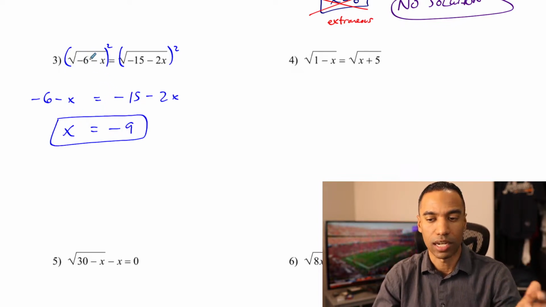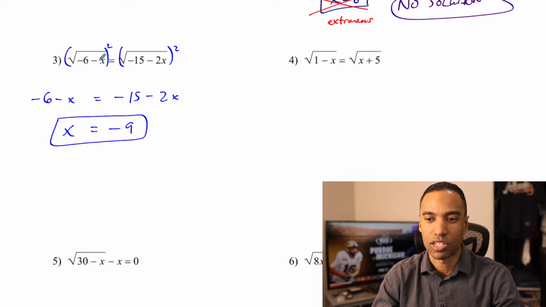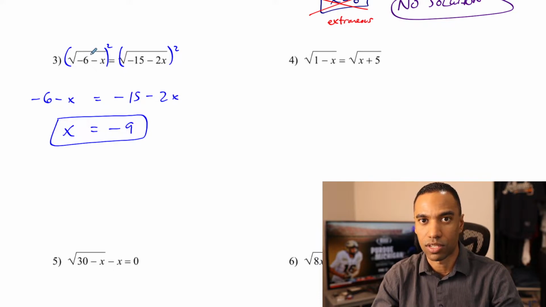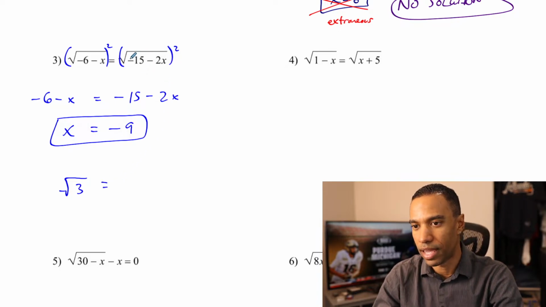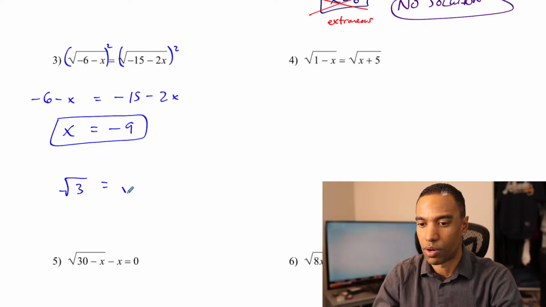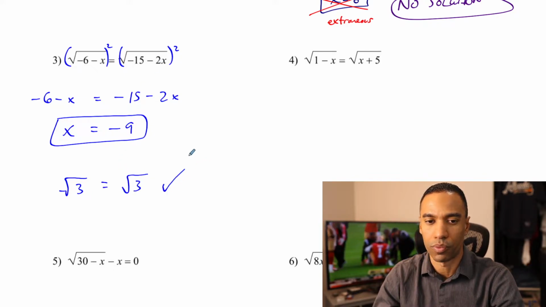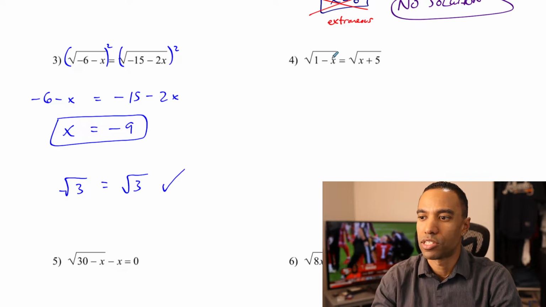I can double check, and I'm going to. I get negative 6 minus negative 9, which is negative 6 plus 9, which is 3. So square root of 3 right there. And then here I get negative 15 minus 2 times negative 9, negative 15 plus 18, which is square root of 3 right there. Root 3 equals root 3. That checks out.